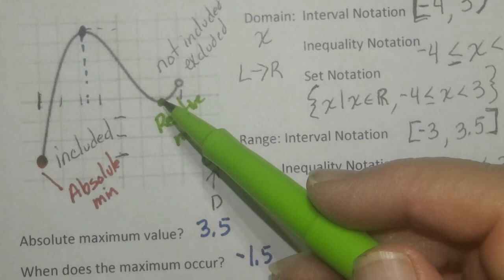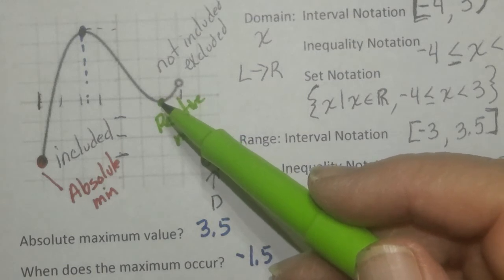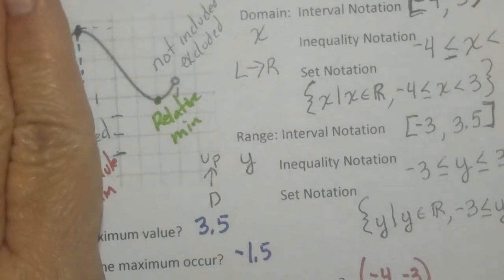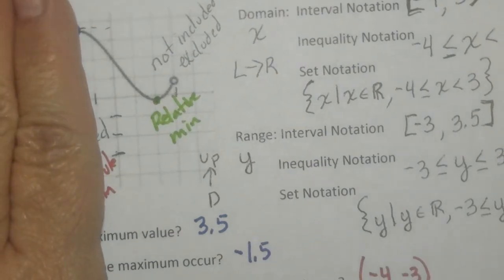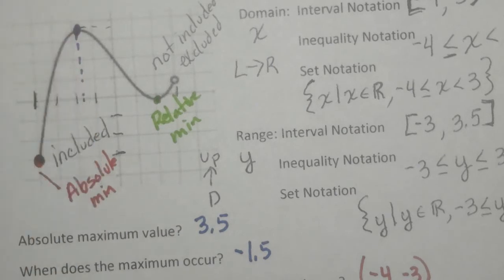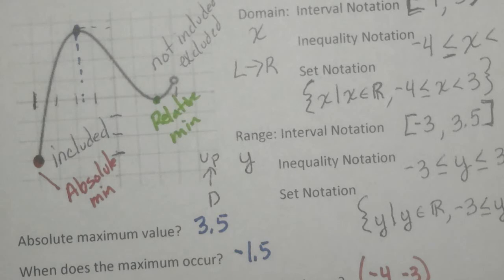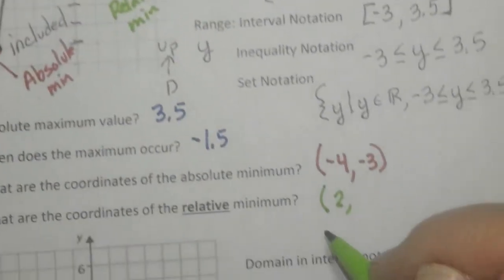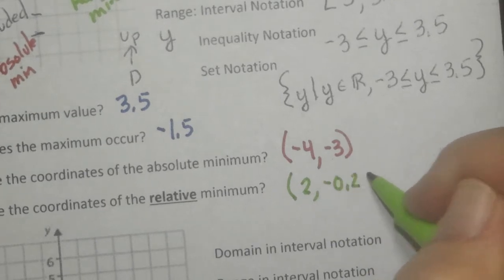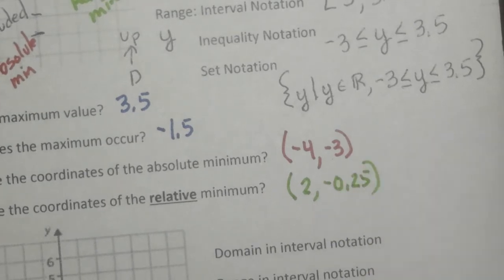So it's not the absolute minimum because it's not the lowest point on the graph, but it's the lowest point around. So if I only looked on a certain interval, then that would be the minimum for that section. So my relative minimum is at the point 2, and then I'm going to call that negative 0.25, maybe negative 1/4. I'm estimating there.